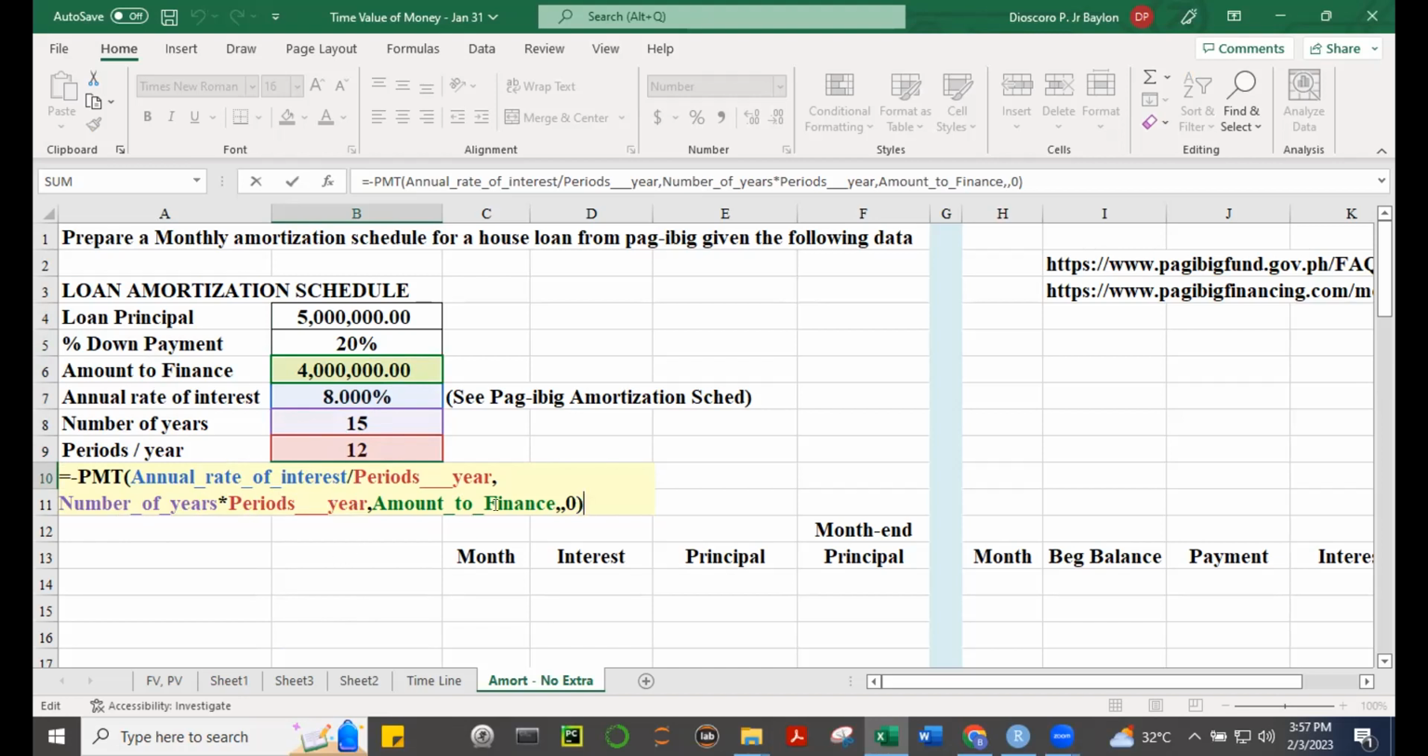Then comma, the amount to finance is this 4 million. And then this one is FV, so there's no future value. And then type is 0 because this is an ordinary annuity. Okay, so let me flash that for a few seconds. Maybe some of you would want to compare your answers with it. Kindly chat please if you have computed the monthly amortization.